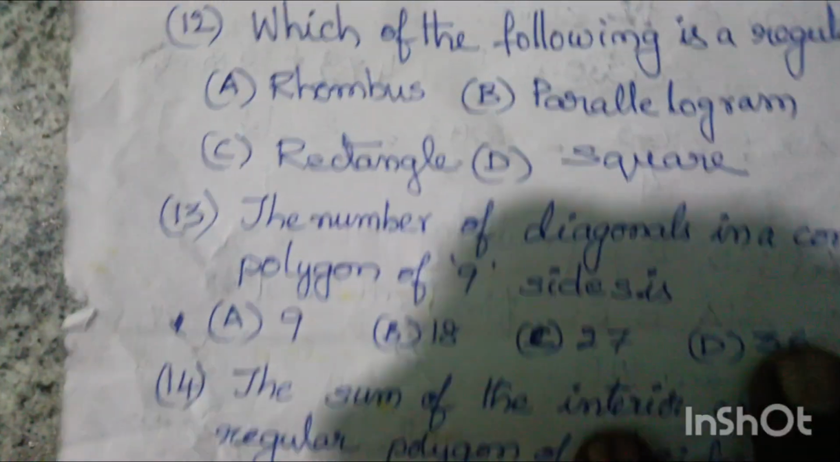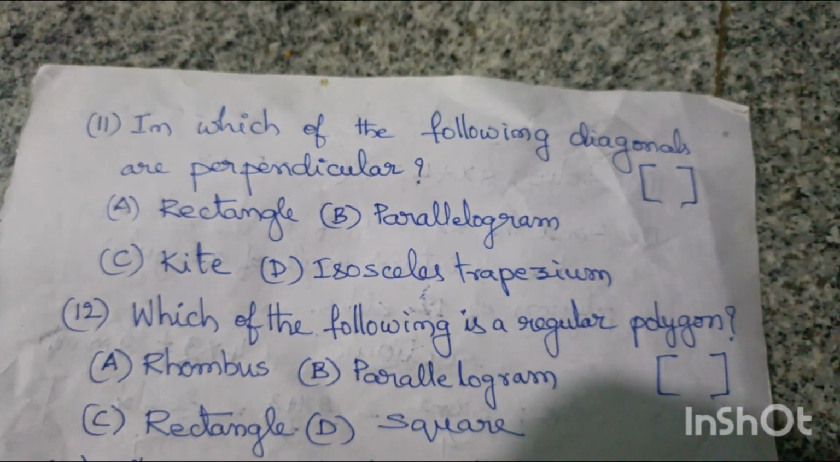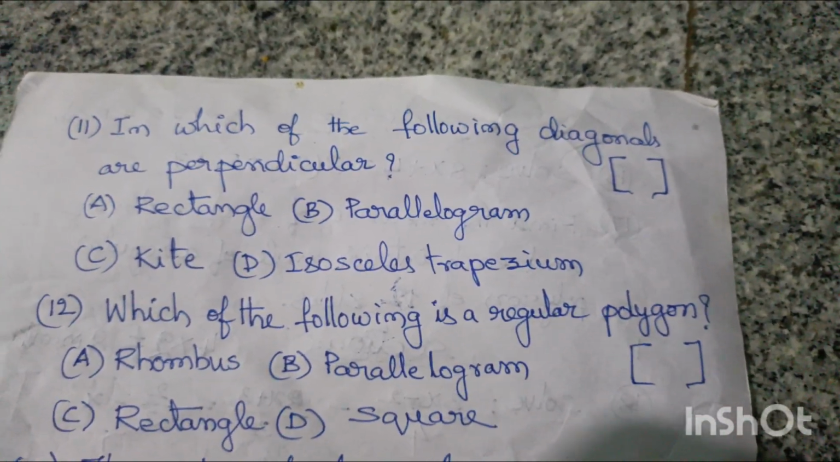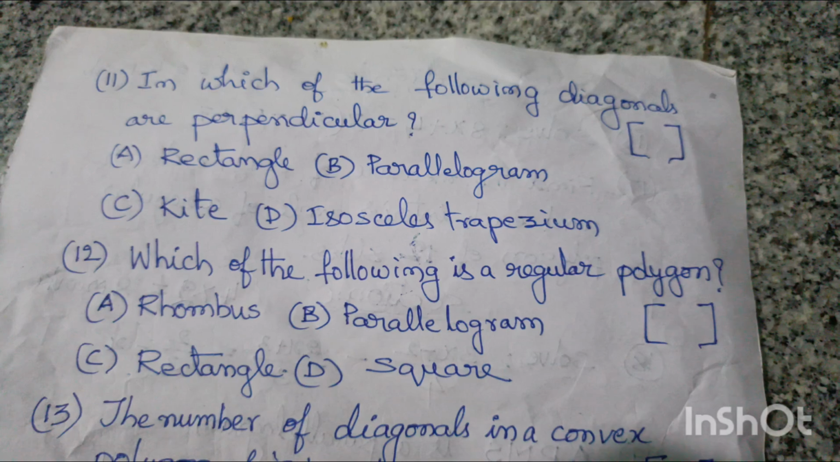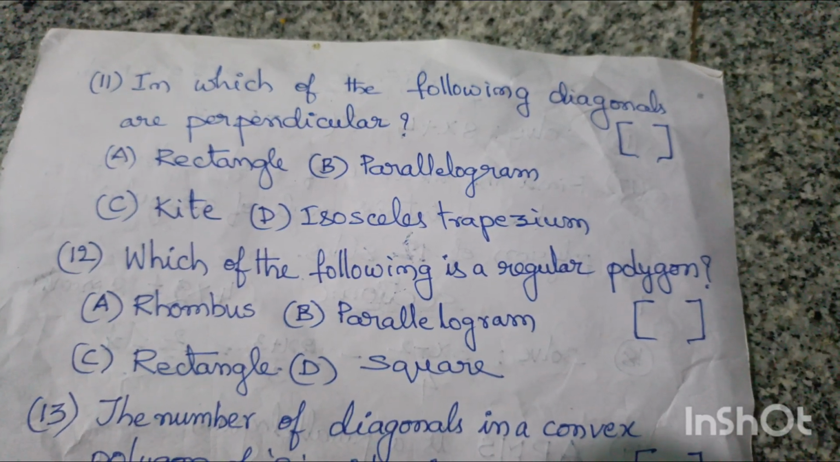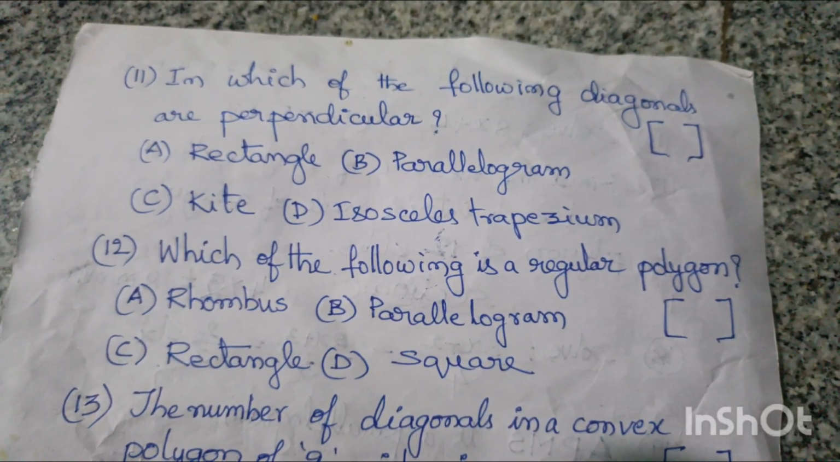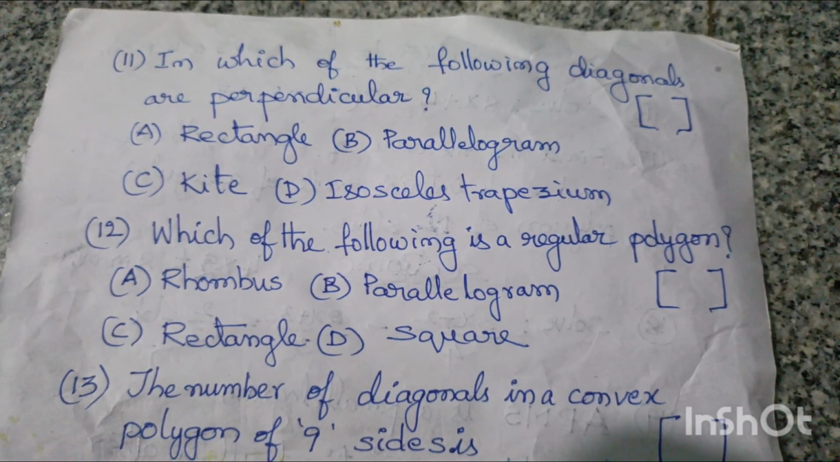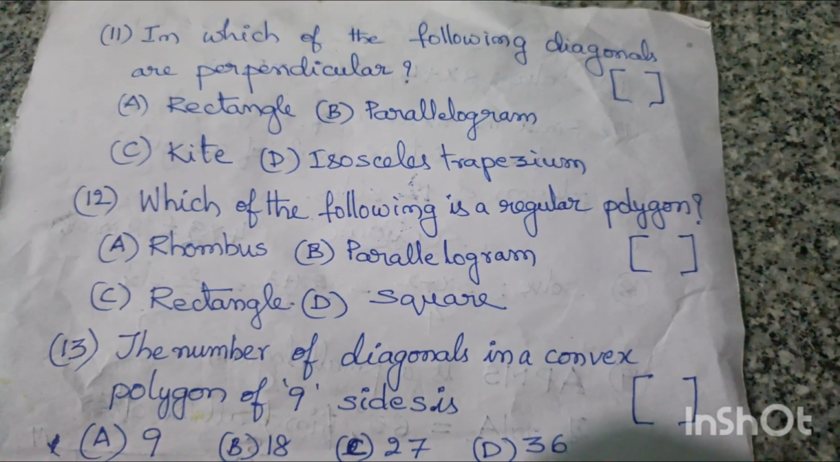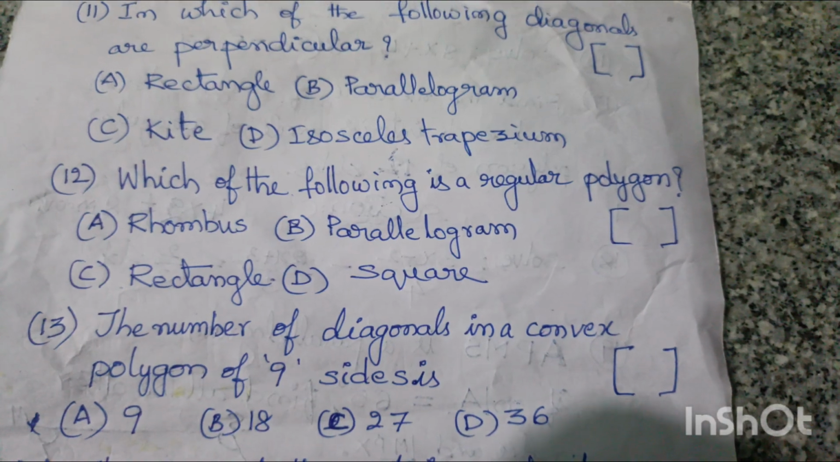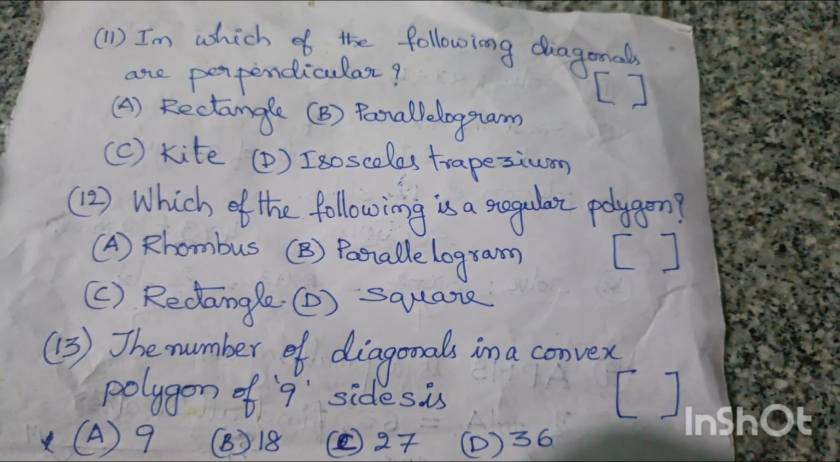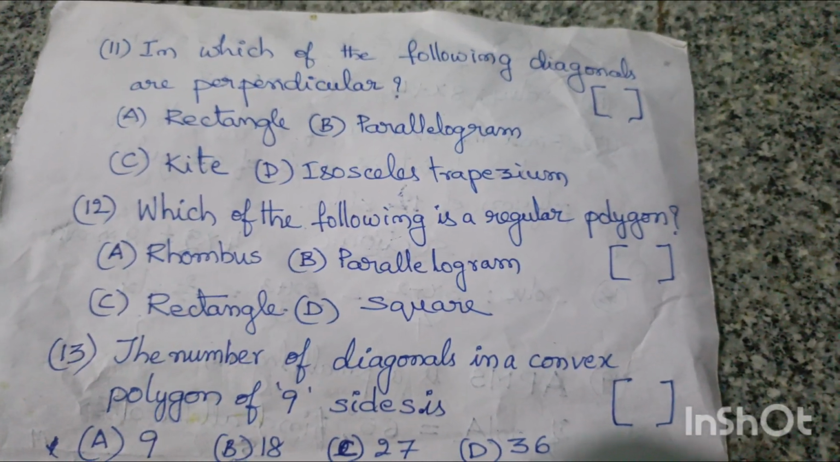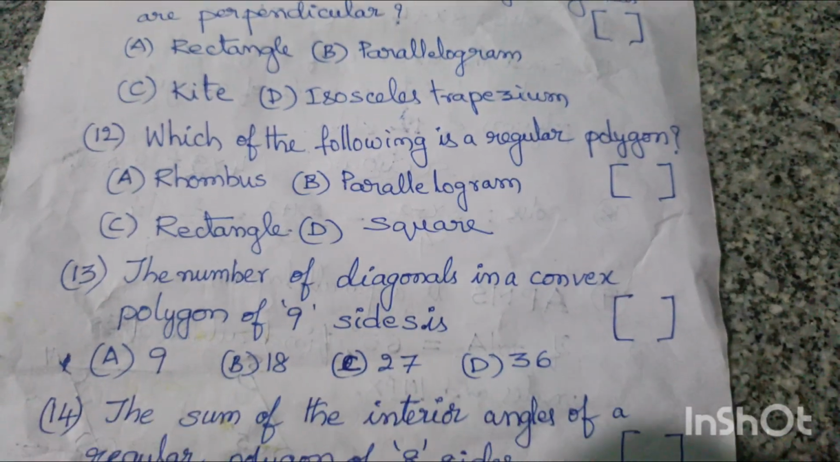Next we will move on to the question number 11. In the question number 11, in which of the following diagonals are perpendicular? In a rectangle, option A, diagonals need not be perpendicular. Parallelogram need not be perpendicular. Kite, the diagonals are perpendicular. Isosceles trapezium, no. So option C is the right answer.